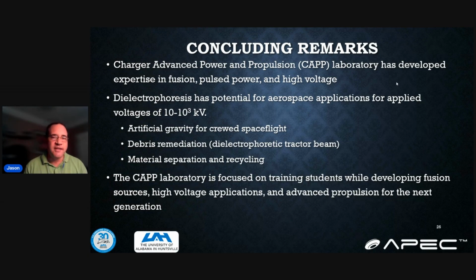But basically, the CAP lab has developed expertise in fusion, pulse power, and high voltage. Dielectrophoresis, which is one of the things that we study, has a potential for aerospace applications in voltages ranging from 10 to 10,000 kilovolts. Like artificial gravity for crewed spaceflight, debris remediation, material separation, and recycling. And so we're focused primarily on training students while developing fusion sources, high voltage, and advanced propulsion for the next generation. So the main intent of our lab is to train students and have them go out and do exciting things and change the world.